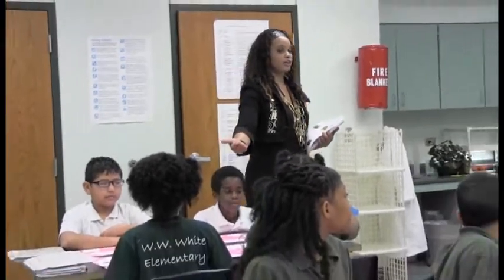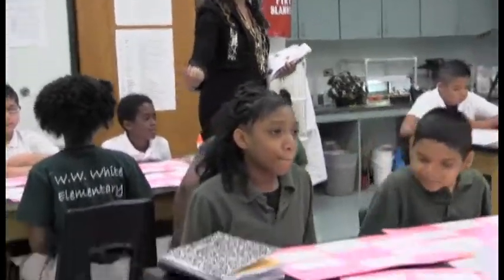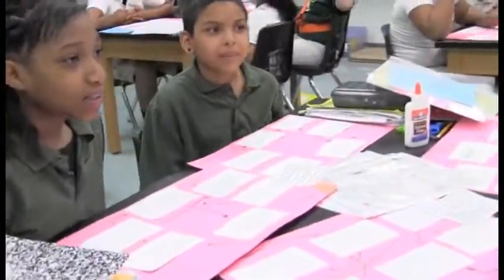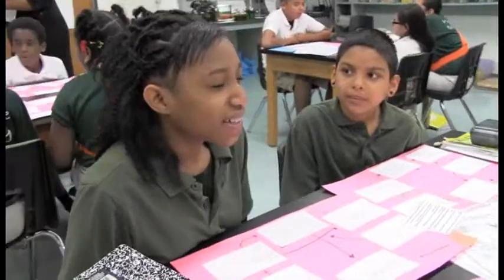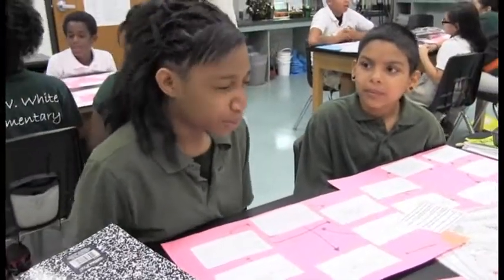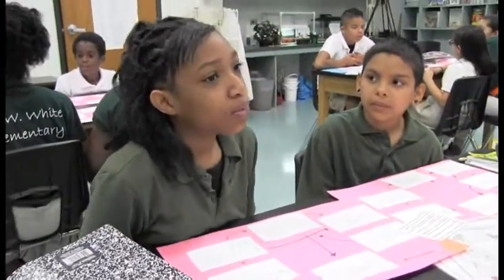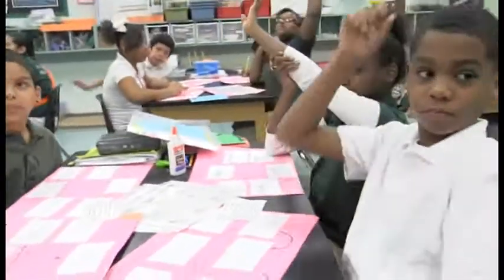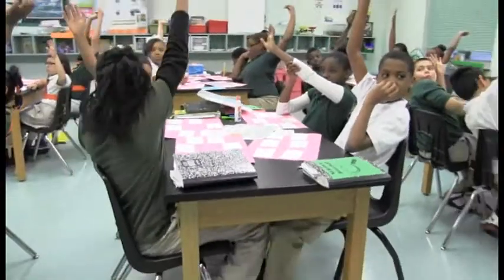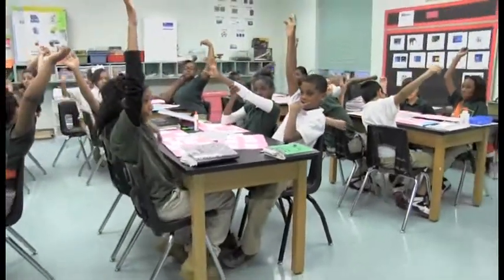Turn and talk again. What is the definition of a decomposer? Go. A decomposer is an organism that eats dead organisms or waste. A decomposer gets its energy by eating.